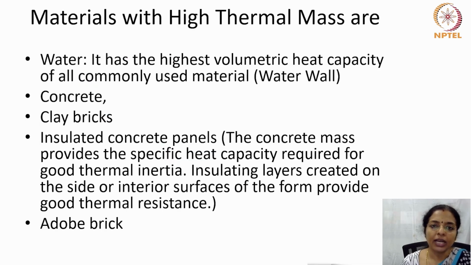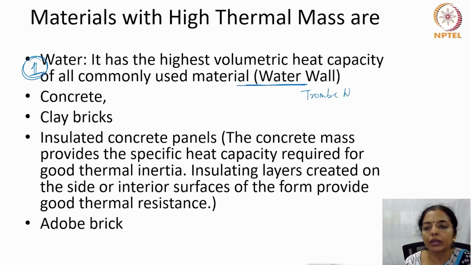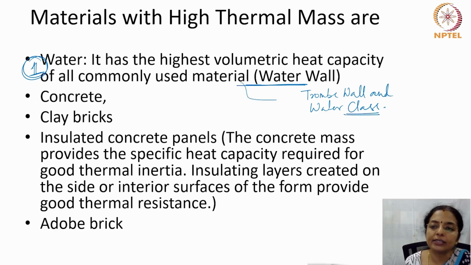So what are the materials with high thermal mass? They are water. Water has high volumetric heat capacity of all commonly used material, and therefore we use it even in water wall. You remember the Trombe wall and water wall class. In this class, or lecture, this concept would have been mentioned by me.